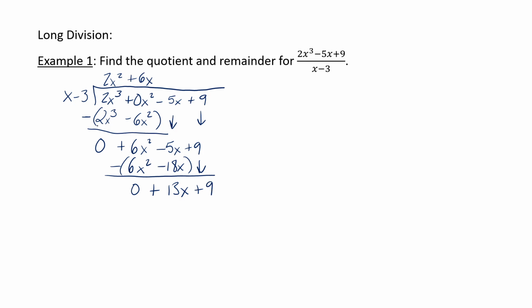Now I want this x to turn into a 13x. So I need to multiply it by 13. That's going to give me a 13x minus 39. Now we're going to subtract this and see what we get. 13x minus 13x is 0. 9 minus a negative 39 is a positive 48. At this point I can't turn an x into a 48 because there's no x term with it, so I'm done.